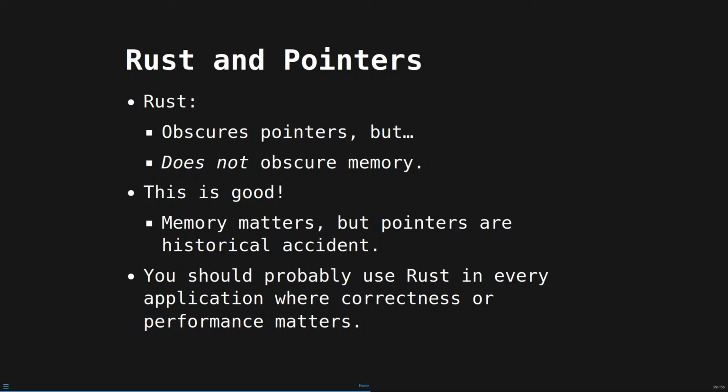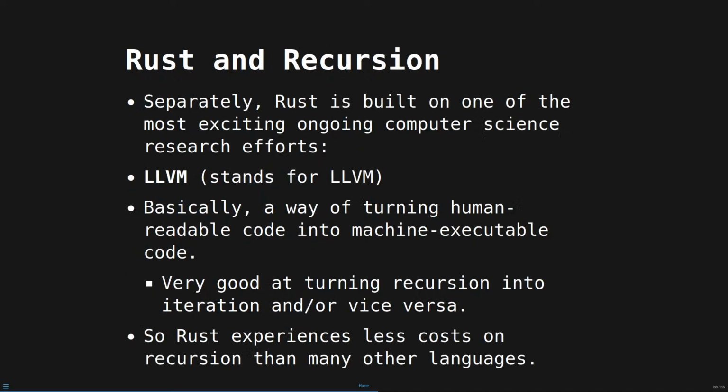So you're going to have to be more careful when you use information. My impression is you should use Rust in every application where either code has to be correct or it has to be high performance. And you should probably continue to use Python if you're just trying to figure out some calculation quickly, right?